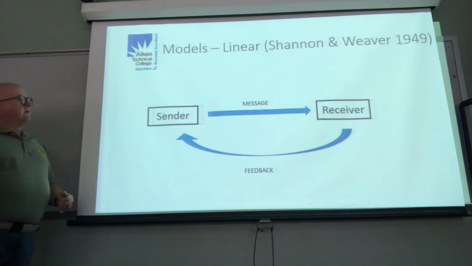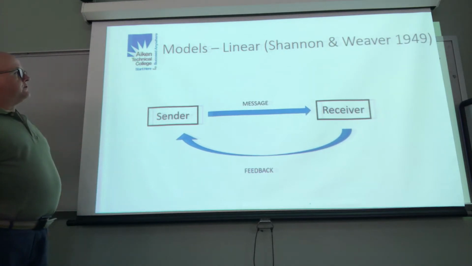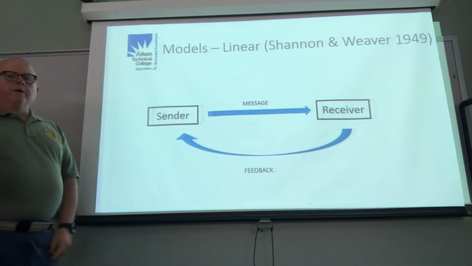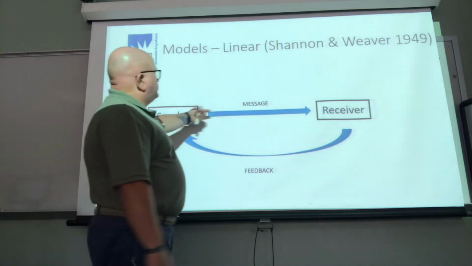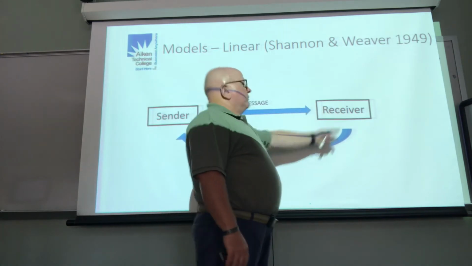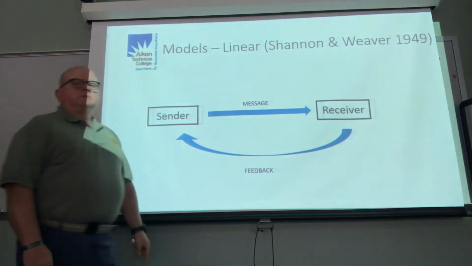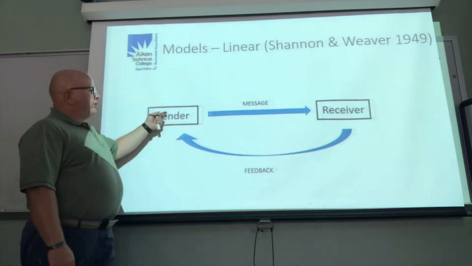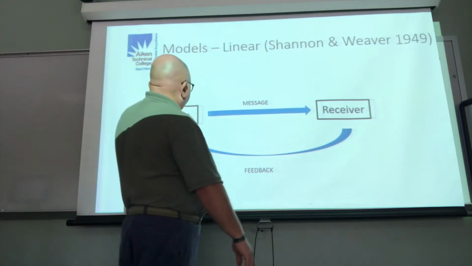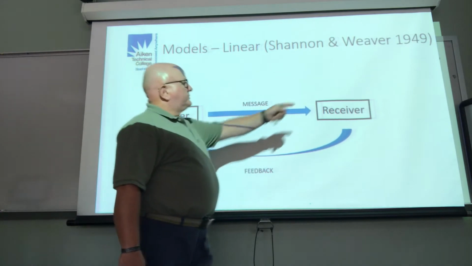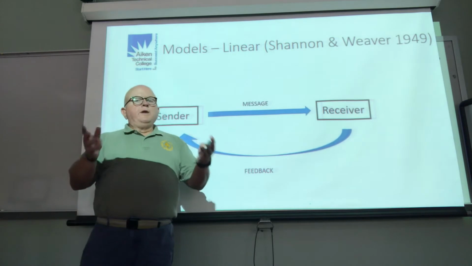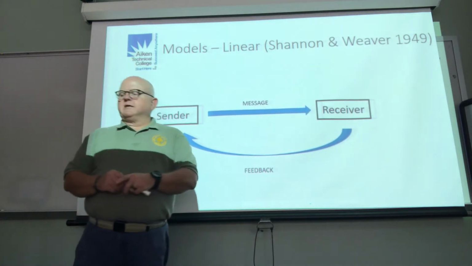So here's a couple of models. This is a very linear model, from Shannon and Weaver in 1949. This is real straightforward. Sender sends a message, receiver receives it, receiver provides feedback. That's it. Sender, receiver, feedback. Now, that's a good basic model.